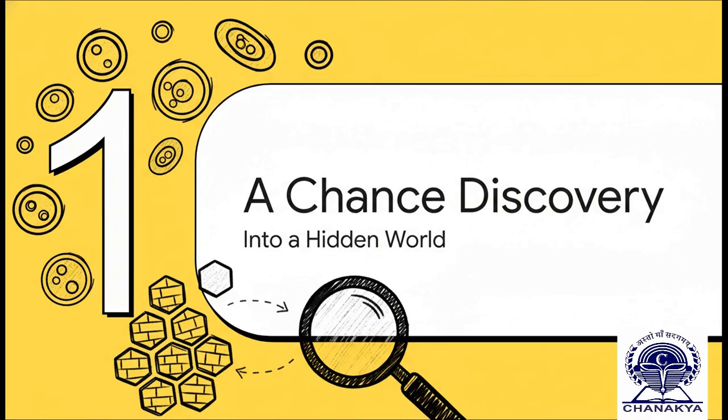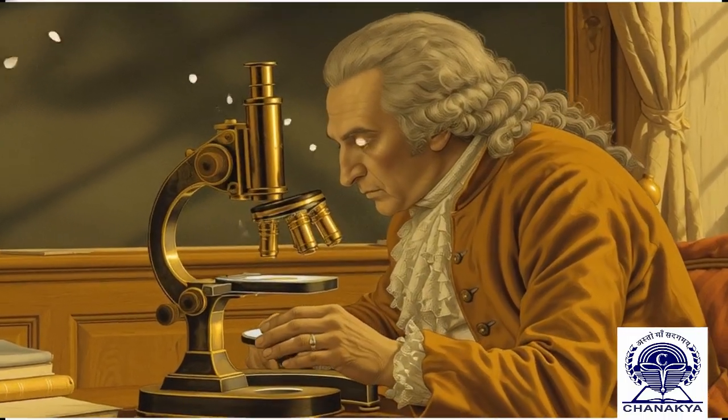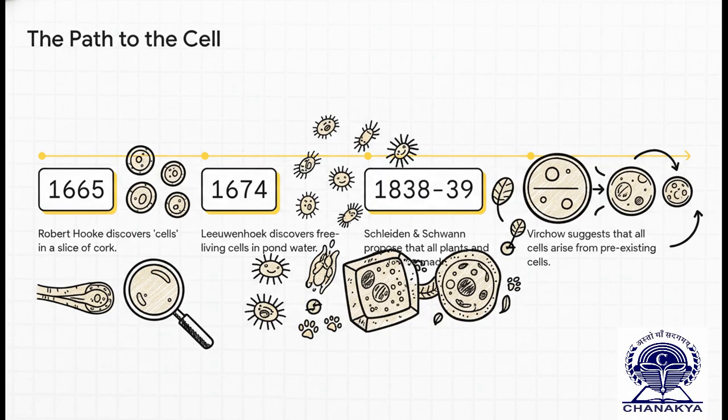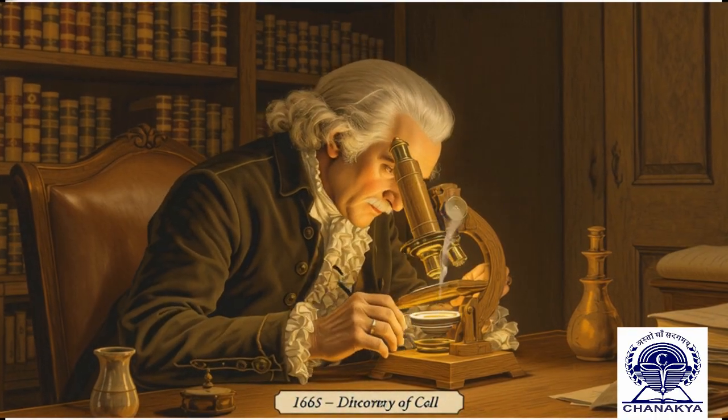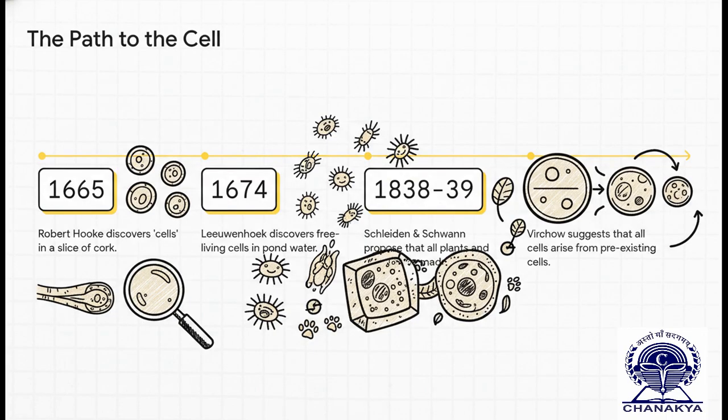For the first time, we realized that living things weren't just blobs of stuff. No, they were built from individual, distinct units. So Hooke's discovery lit a fuse. Pretty soon, in 1674, another scientist, Leeuwenhoek, saw single cells just swimming around in pond water. Then, things really heated up in the 1830s when Schleiden and Schwann put it all together and said, hey, wait a minute, all plants and animals are made of cells. But the final, absolute game-changing idea came in 1855 from Virchow. He stated that all cells have to come from other pre-existing cells. That was a huge deal.